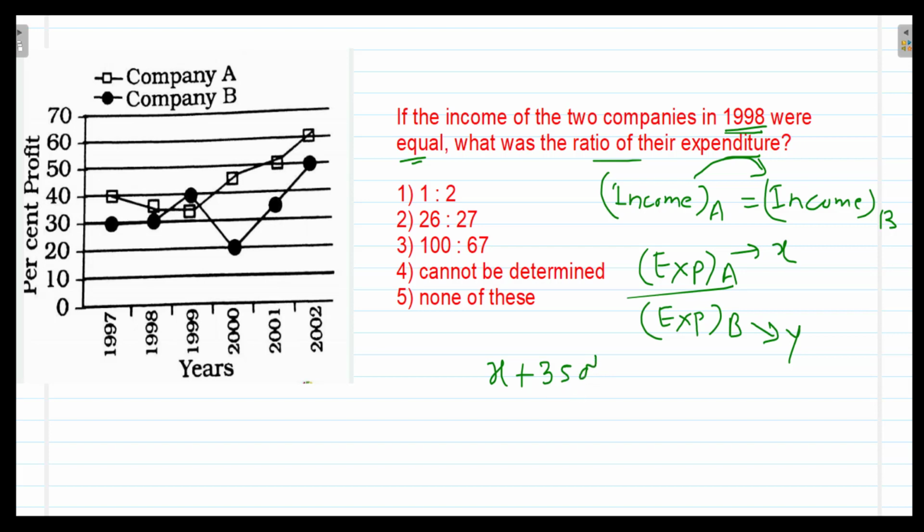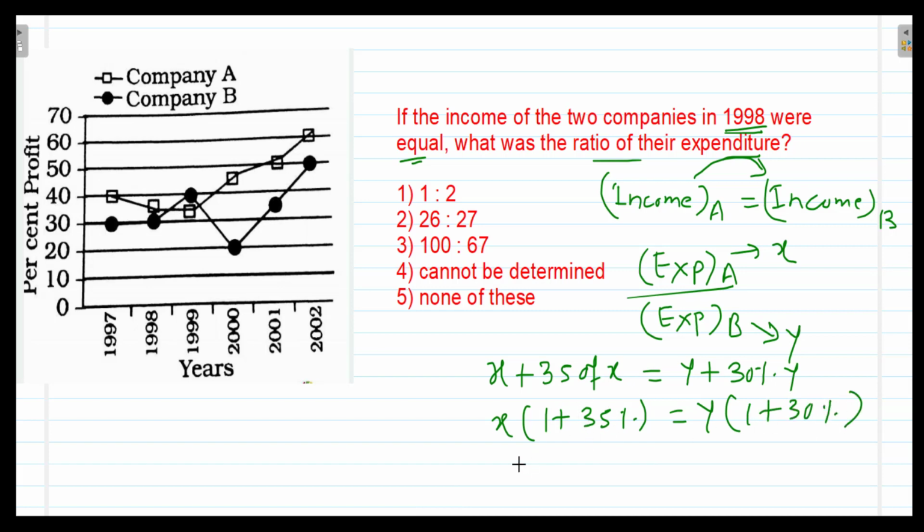35% of X, that is equal to Y plus 30% of Y, because in 1998 company B has a profit of 30% and company A has a profit of 35%, and therefore it is 35% of X and this is 30% of Y. Here X will be a common factor, so it will be X into 1 plus 35%, which is equal to Y plus 30% of Y. Y is a common factor, so it will be Y into bracket 1 plus 30%.